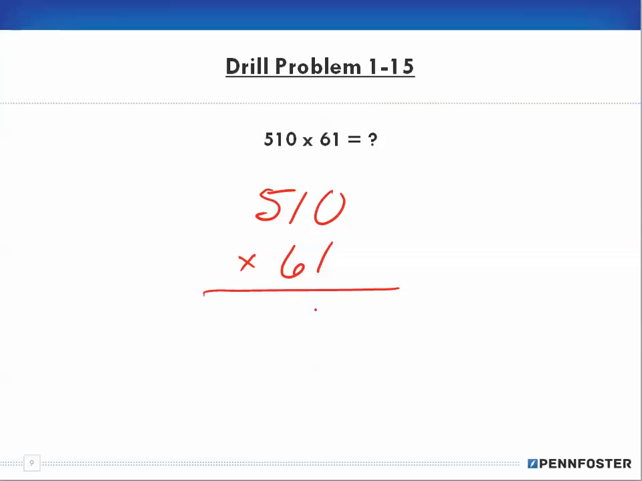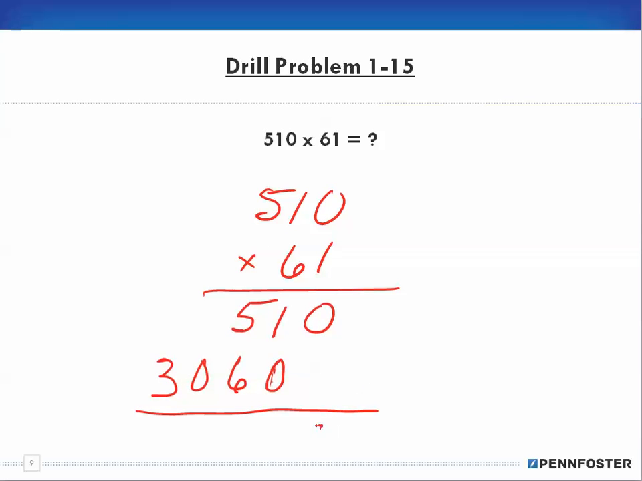So 1 times 0 is 0. 1 times 1 is 1. Notice how I'm keeping the ones under the ones, the tens under the tens, and 1 times 5 is 5. Whenever you're multiplying by 1, really it's just 510. Obvious, right? But now when we start with the 6, notice that's in our 10 spot, so we're going to start here under our 10 spot. So 6 times 0 is 0. See, it's aligned underneath the 10 spot. 6 times 1 is 6. And then 6 times 5 is 30.